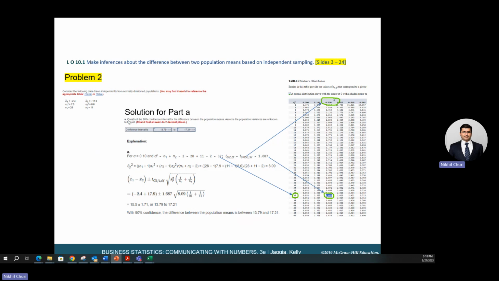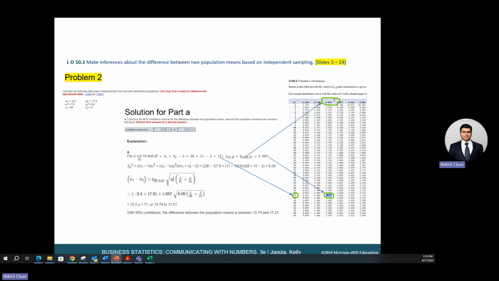The first one is A: construct a 90% confidence interval for the difference between the population means. Clearly 90% is given, so now you have to use that formula, 100 multiplied by 1 minus alpha. In this case, 90%, so your alpha will be 0.1. Moving forward, assume the population variances are unknown but equal. So it's clearly our scenario number 2. Based on that, how do we calculate the confidence interval? The answer is given over here, but here is the method to calculate it.